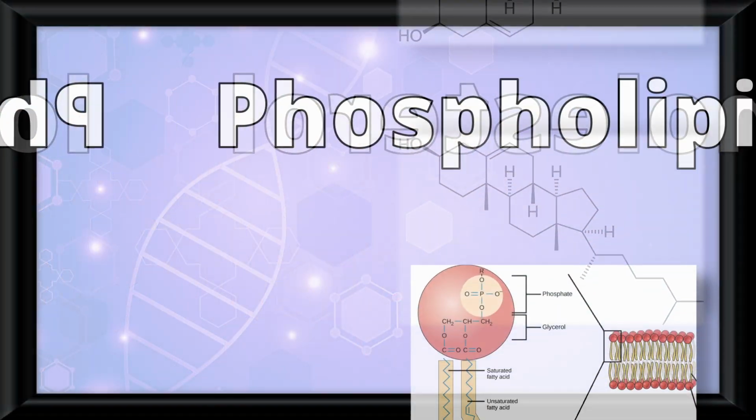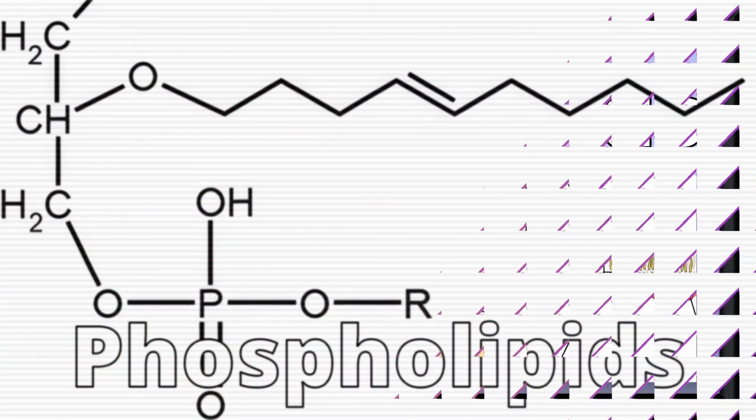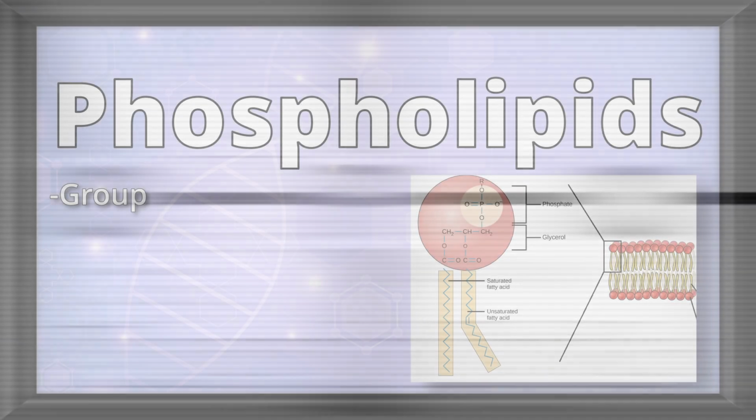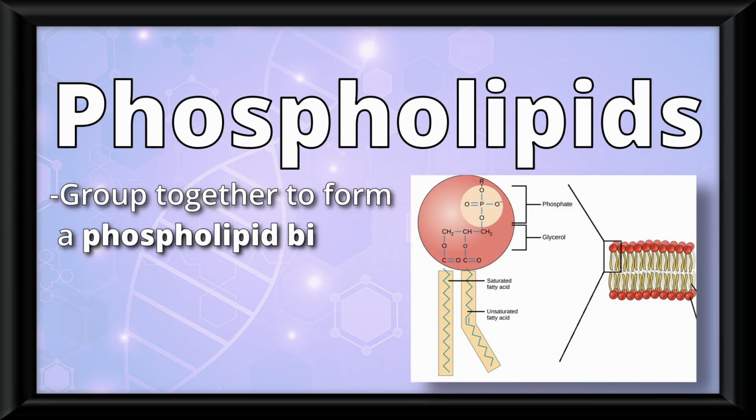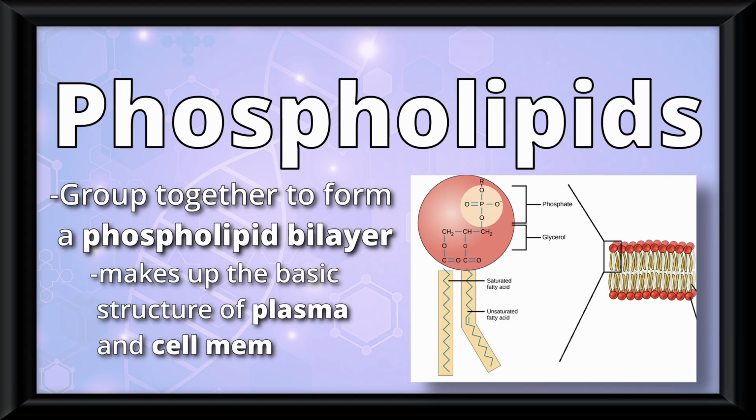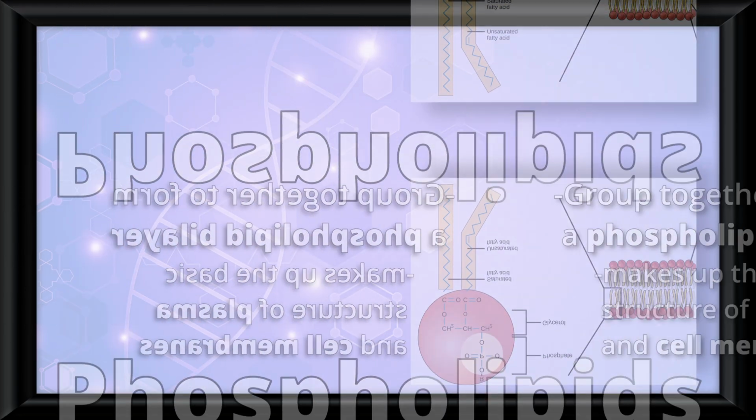And finally, let's talk about phospholipids, which we briefly talked about in a prior topic. Phospholipids group together to form what is called a phospholipid bilayer, which makes up the basic structure of plasma and cell membranes, but we'll go over that more in future units.